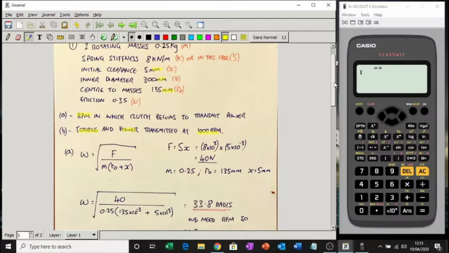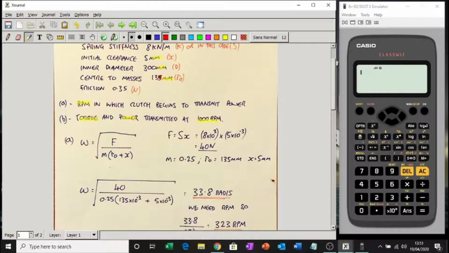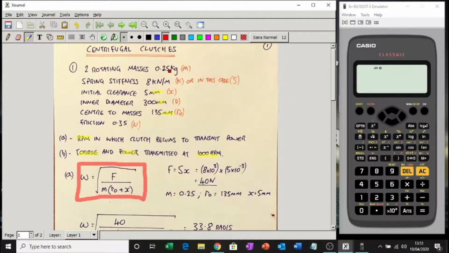So the first formula we've got to use, because this formula here will give us the angular velocity at which the clutch will transmit. So that's from the sheet. That's F, that's the mass, and these are the two distances. We know M because it's up here, there's M, look, 0.25. We know R0, which is here, 135, and we know X, it's there.